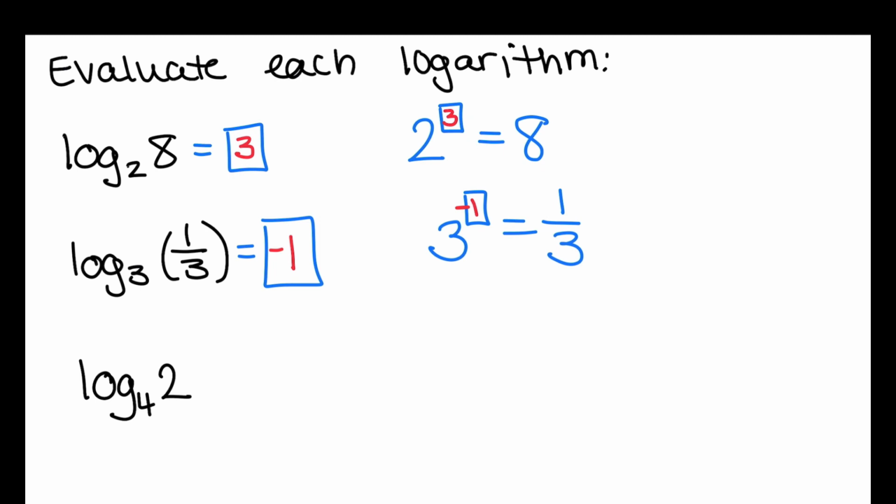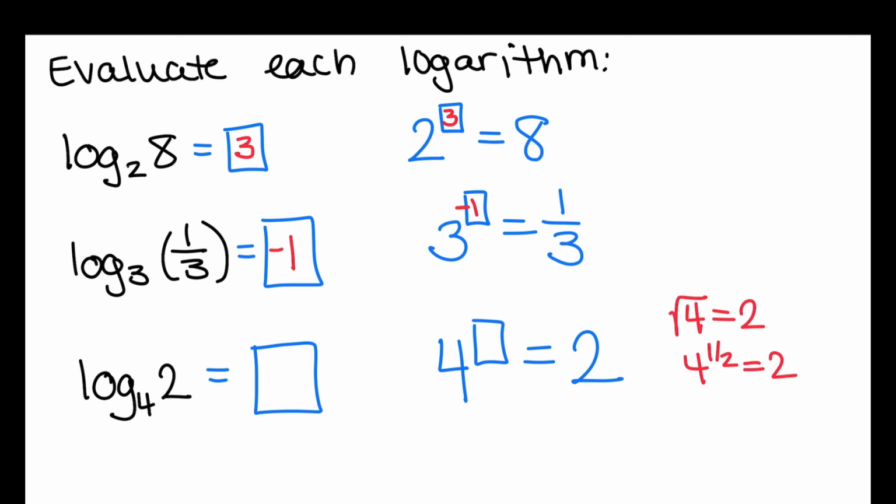What about log base 4 of 2? So again, we're trying to find the exponent. 4 to what power equals 2? Well, to turn a 4 into a 2, we would have to take the square root of it. Square root of 4 equals 2. And the square root is the exact same thing as the 1/2 power. So 4 to the 1/2 equals 2. That means log base 4 of 2 is a half.